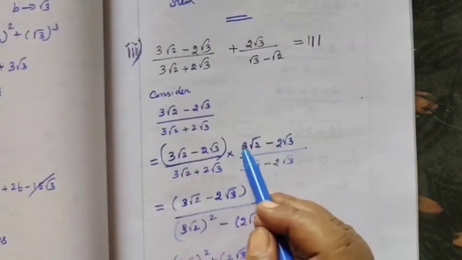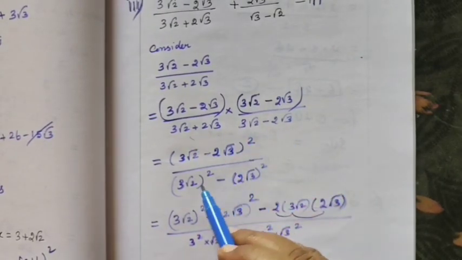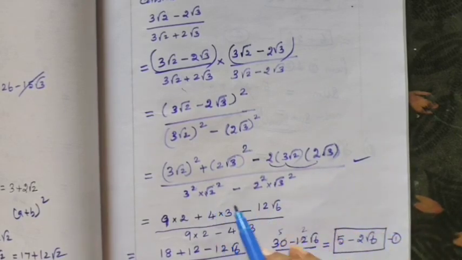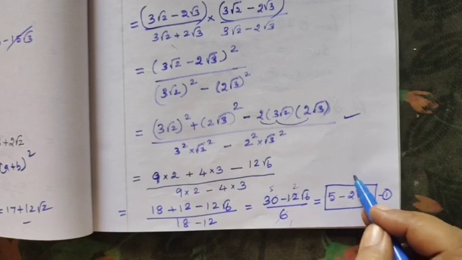Now the third one, so this is a minus b whole square. So a plus b into a minus b, this one. Just you can clear, step is given. So finally the answer is 5 minus 2 root 6.